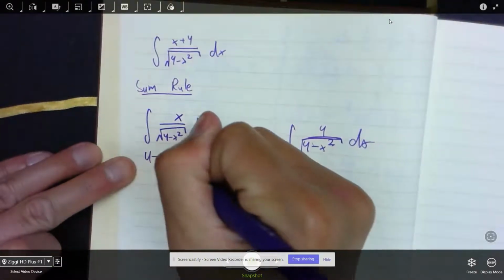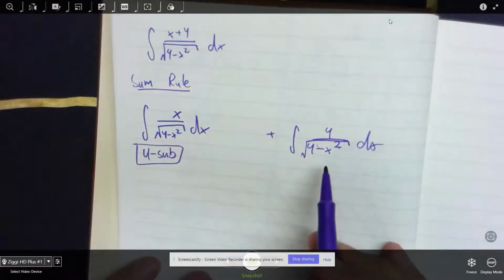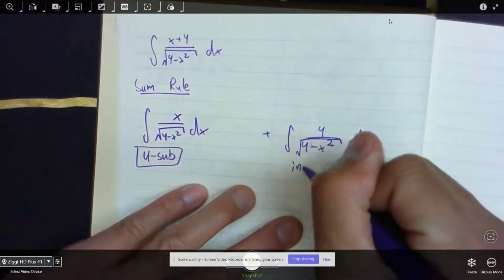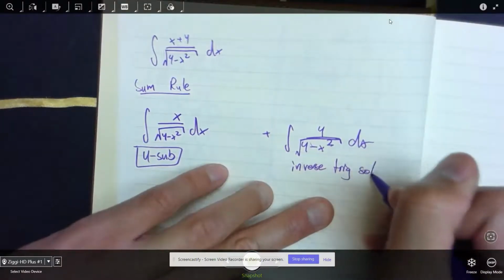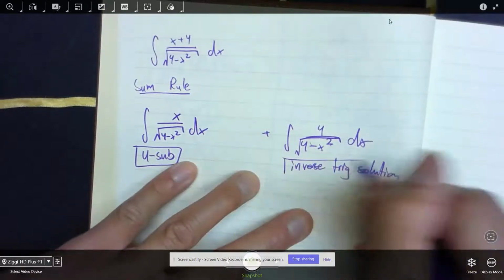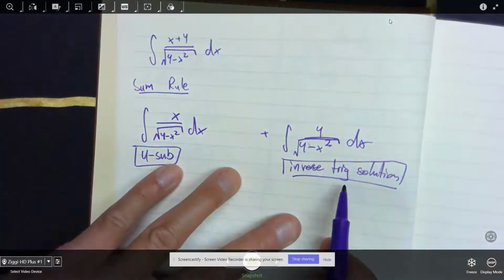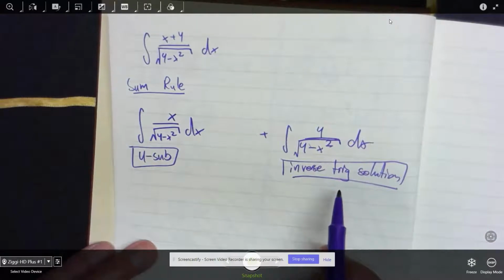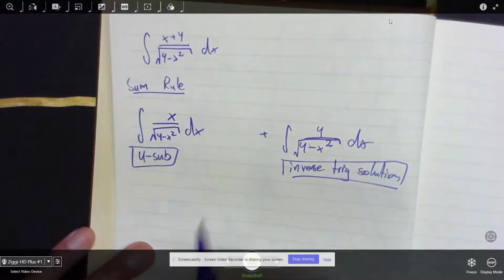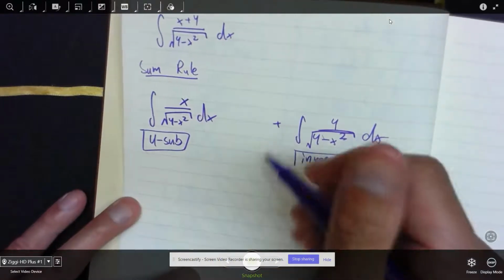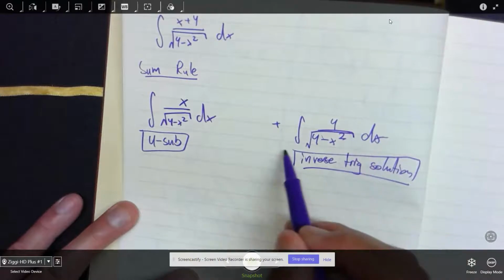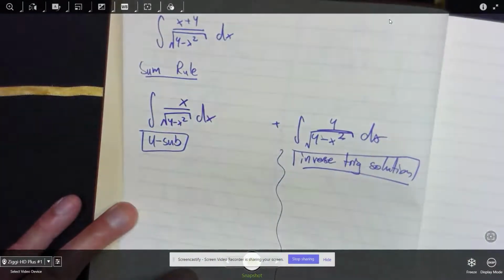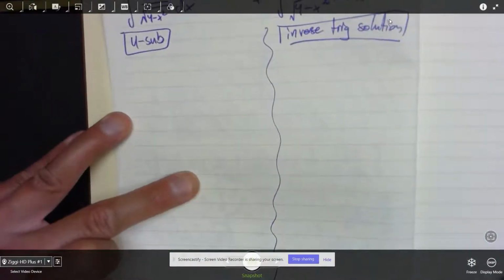to solve for this. And then for here, we're going to use the inverse trig solution for this one, meaning we can use the inverse sine of u over a for a solution here. Okay, so at the very end, we'll just add both the terms together. Very tricky, very, very tricky. So let's solve this piece by piece.